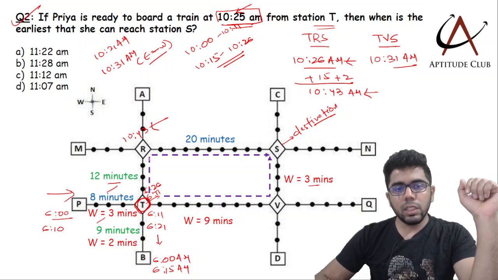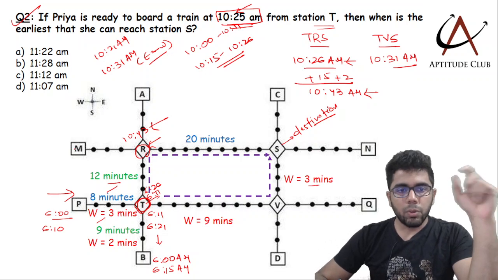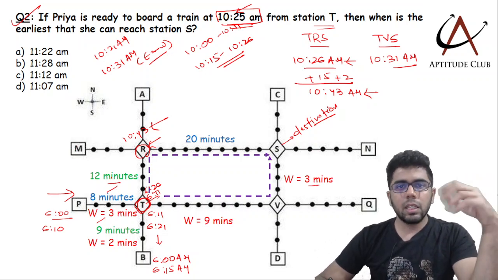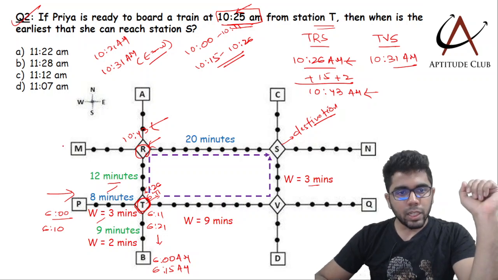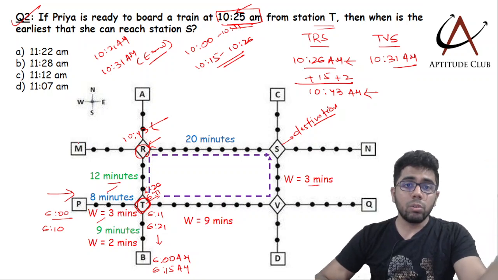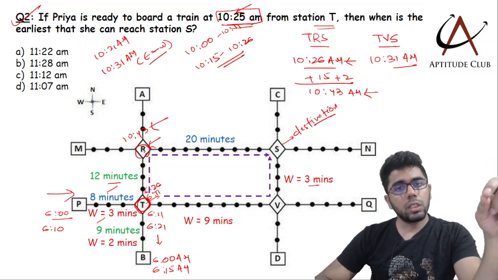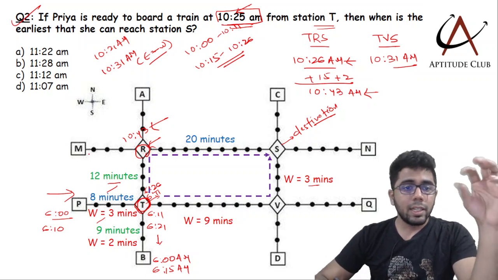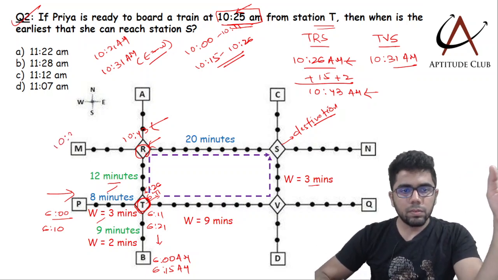Now 10:43, is there a train available at 10:43 here? Let's take a look at that. From point M, a train is coming every 10 minutes and the time taken is 11 minutes. Now the train at 10 o'clock will reach here at 10:11. One that comes at 10:10 will reach at 10:21. One that comes at 10:20 will reach at 10:31. A train that left here at 10:30 would reach here at 10:31.